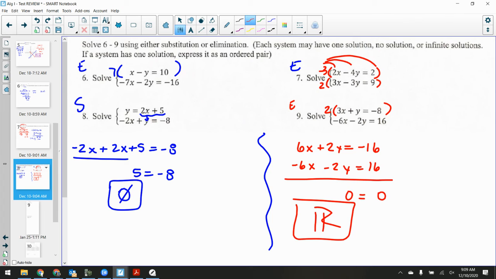Okay. Questions on 6, 7, 8, or 9? Okay, let's take a look at the word problem.